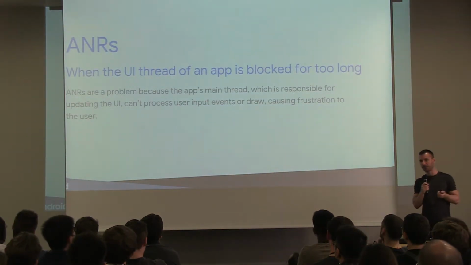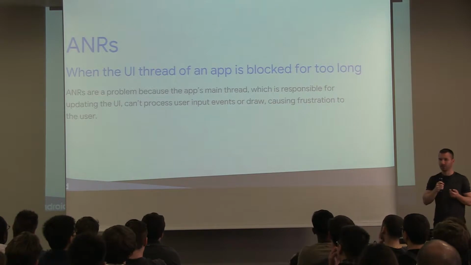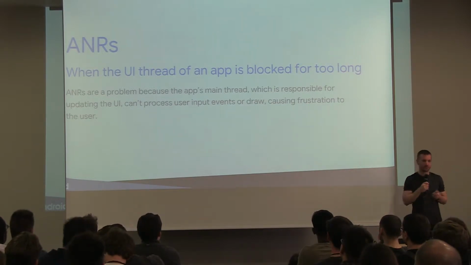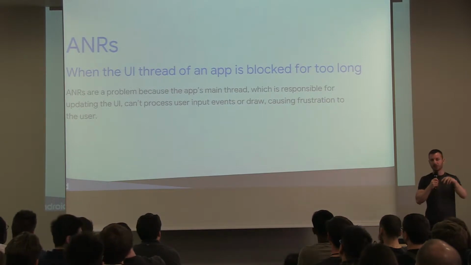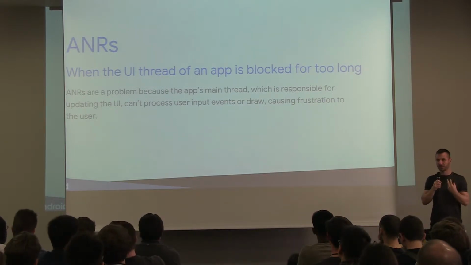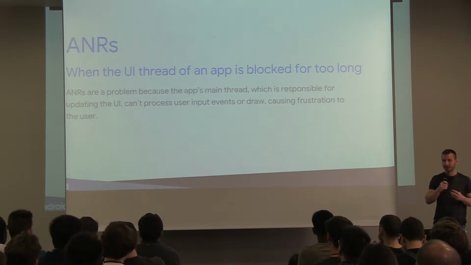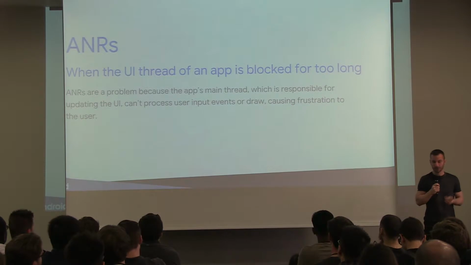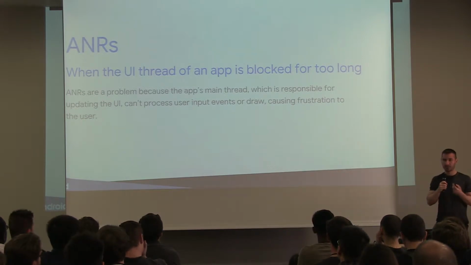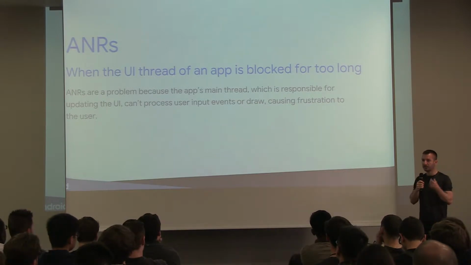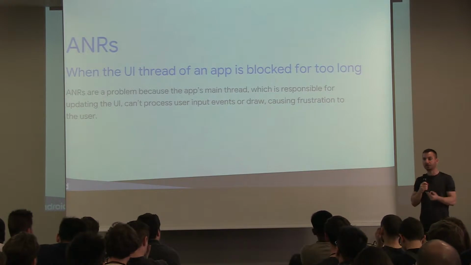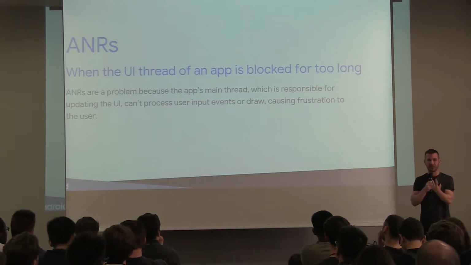ANR, or application not responding event, happens whenever an app blocks the UI thread or the main thread for too long. So when a user tries to interact with the app, they press the screen or press the back button to back out of the app, and nothing happens, and things just seem frozen. You can't do anything, the UI is frozen. That's because you're doing something on the main thread so that the app cannot react to user events, like input events, and it cannot redraw itself. So you just see the same screen.